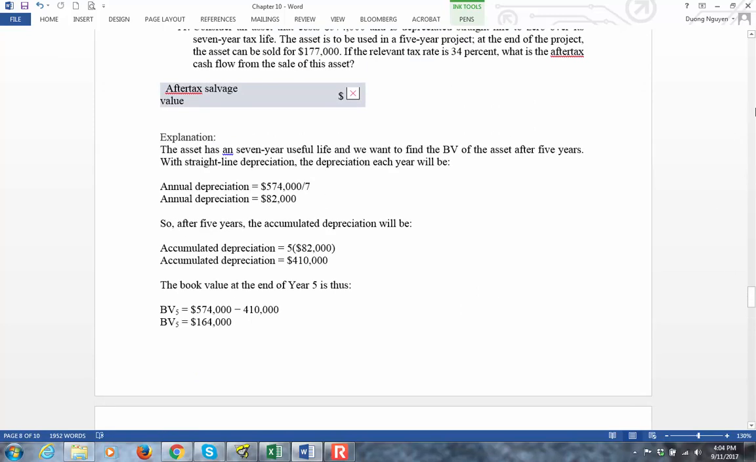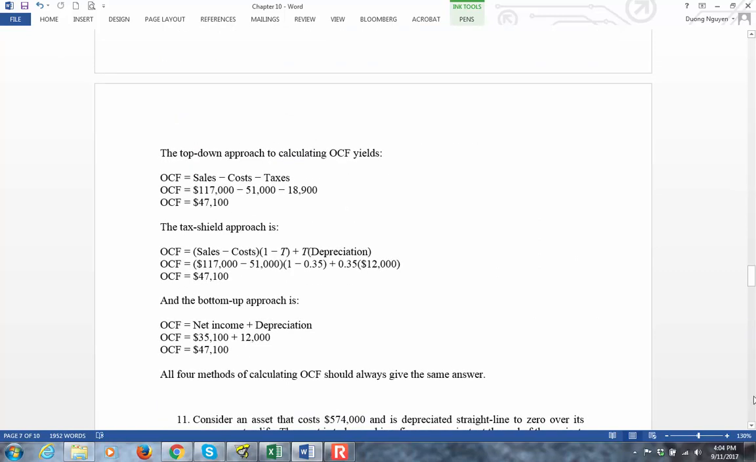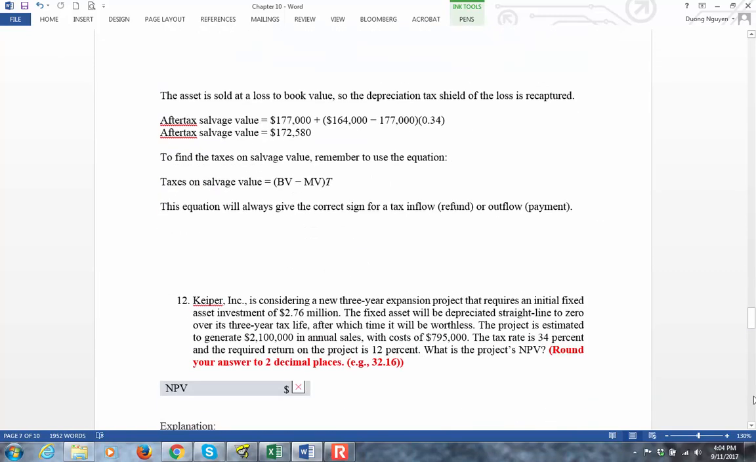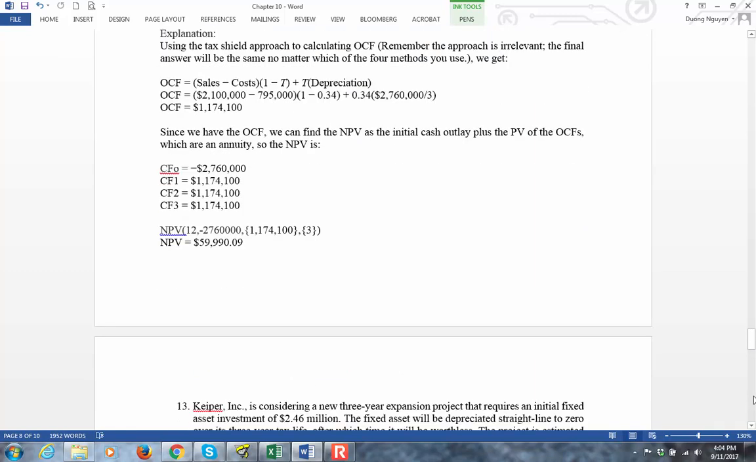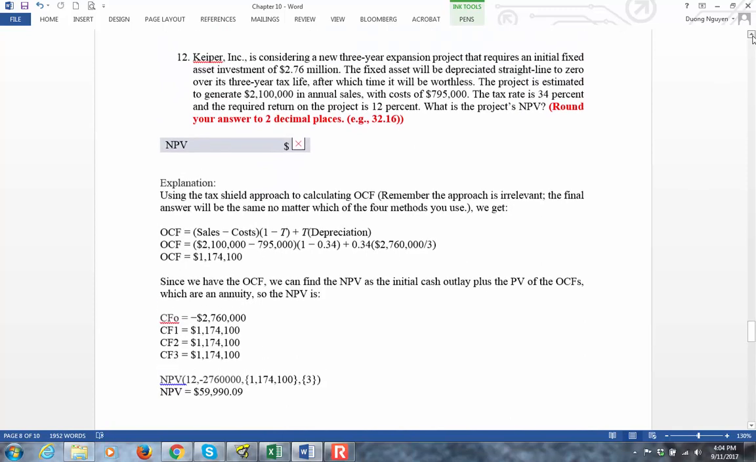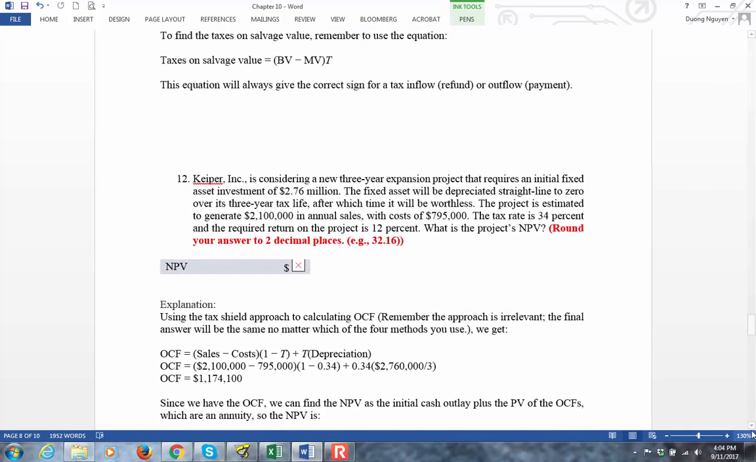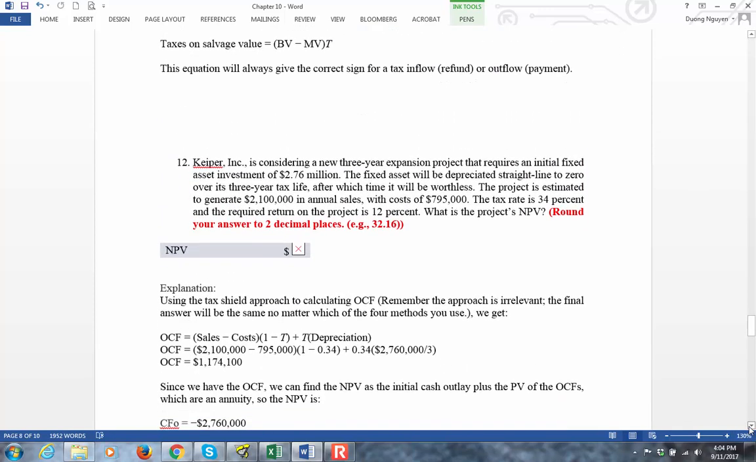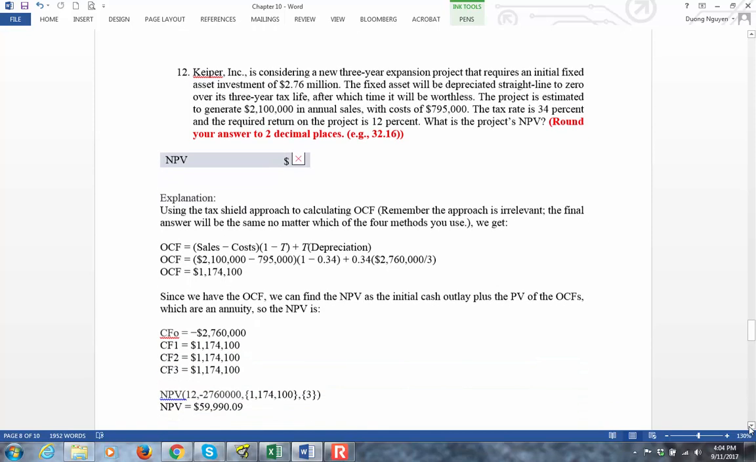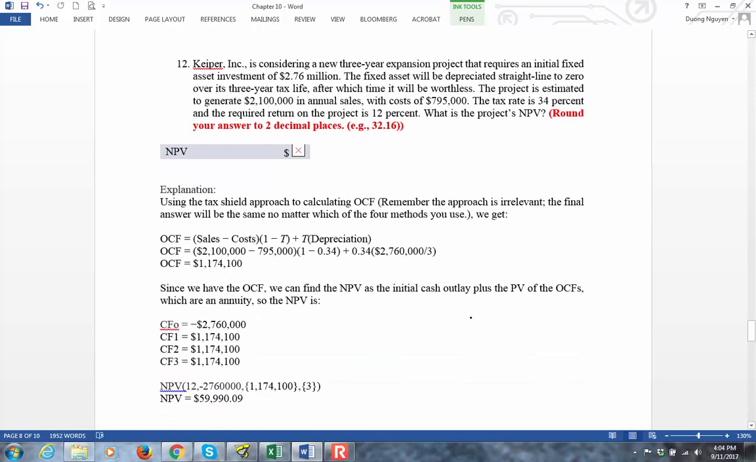Number 11 is similar, so I'm going to skip number 11 and go to number 12, which is a little bit more difficult. For number 12, we are required to calculate NPV again. You can use whatever formula for OCF, but at the end of the day, they should give you the same answer.